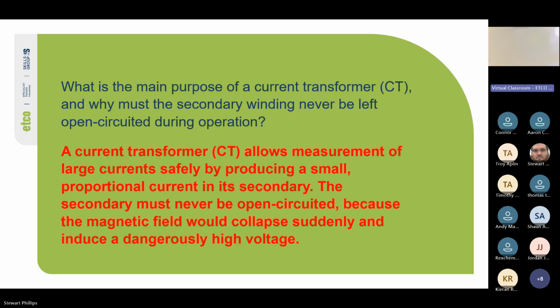But yeah, so a current transformer allows us to measure large currents safely by producing a small and proportional current in its secondary. The secondary must never be open circuited because the magnetic field would collapse suddenly and induce a dangerously high voltage. So yeah, there's a high voltage potential if we leave the secondary side open circuited.